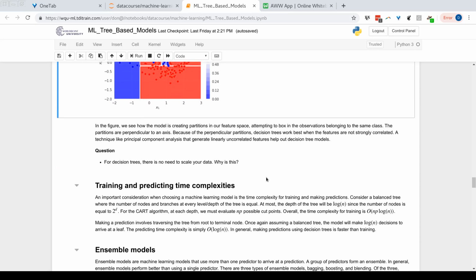Now for models, one of the things we have to consider as well when we're learning about them is what their training and time complexities are. In other words, if I were to double the training points that I use to train the model, will I double the training time? Will it stay the same? Will it quadruple? How does it scale? So we need to get a good idea of the training time complexities for our decision tree model.